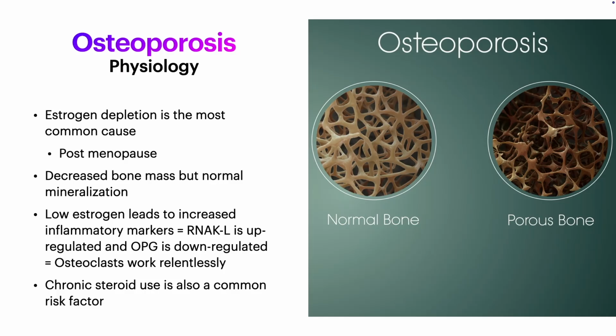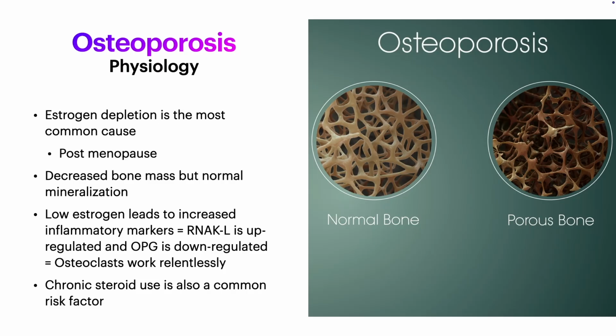And the way that works is low estrogen leads to increased inflammatory markers. So think of TNF-alpha, IL-1, IL-6, all that kind of stuff. That's going to lead to, that's misspelled, it's supposed to say RANKL being upregulated and OPG being downregulated. Remember, RANKL is activating your osteoclasts, OPG is regulating osteoblasts. So your RANKL is upregulated, which means your osteoclasts are going to start breaking down a lot of bone, and your OPG is downregulated, so that's going to further inhibit your osteoblasts. And so, of course, that leads to osteoclasts working relentlessly.